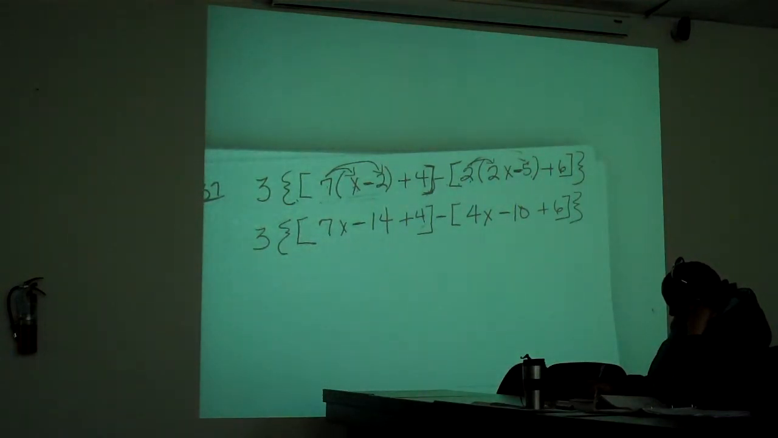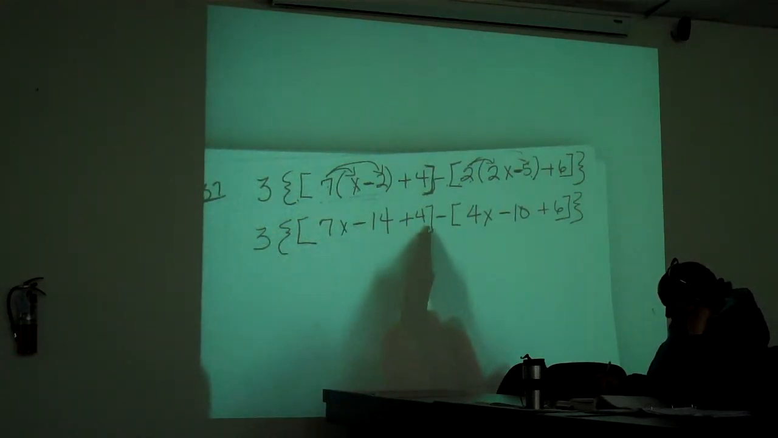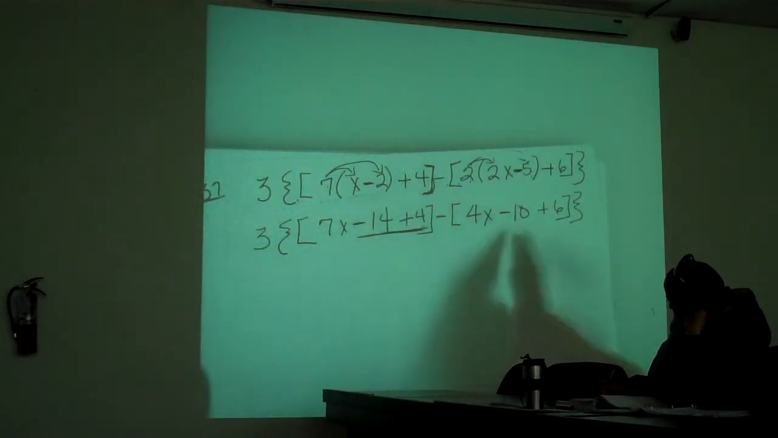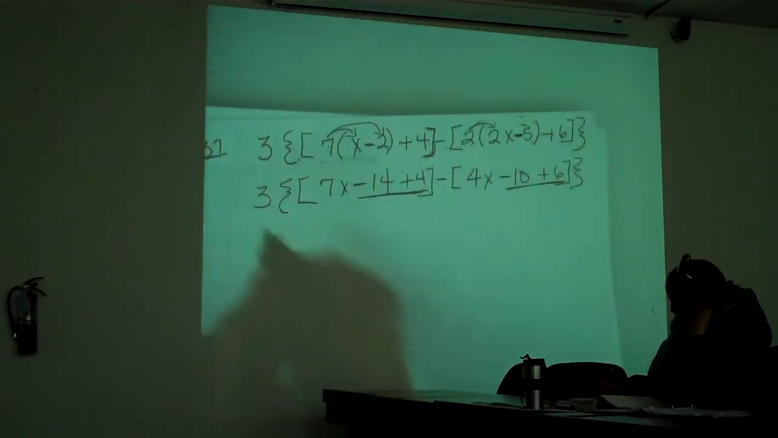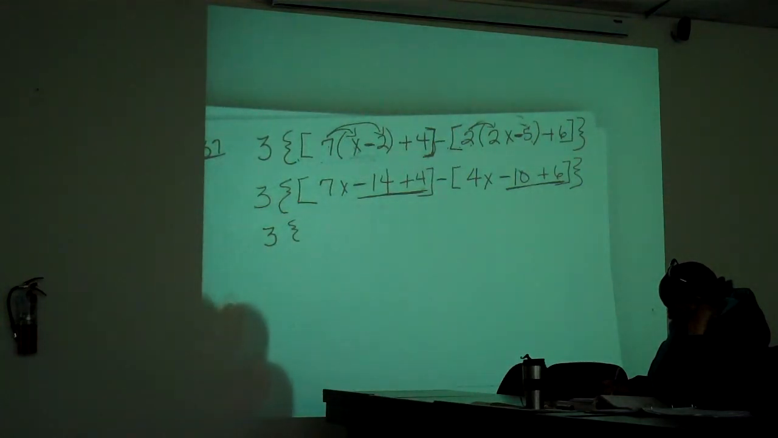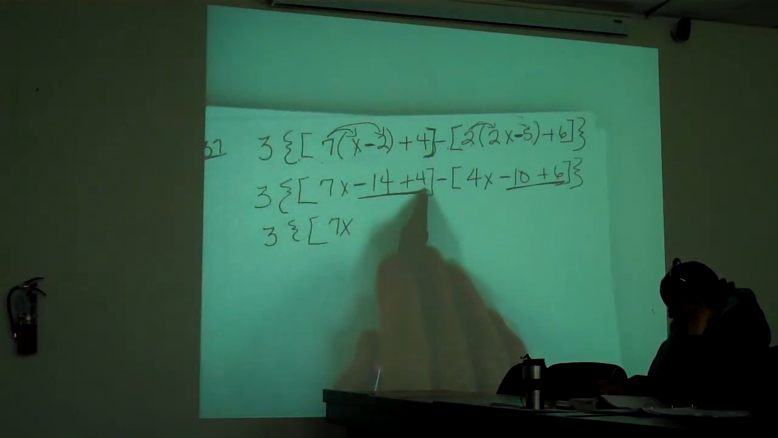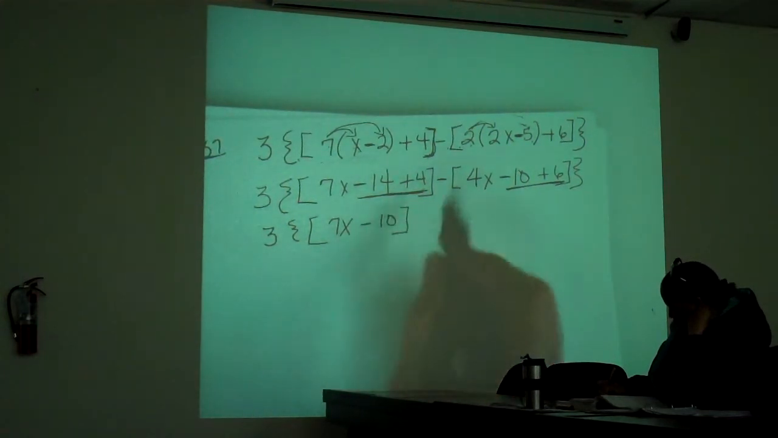Okay, inside the brackets, what can we simplify inside here? Negative 14. Right, we can combine the number parts, right? And on this one, the same thing, right? We can combine the numbers here. Okay, so let's leave the 3 on the outside. You always rewrite the whole thing. That way you don't forget it somewhere. Okay, leave our bracket. 7x doesn't combine with anything. Negative 14 plus 4. Negative 10. Okay, we still have our bracket there. Minus.